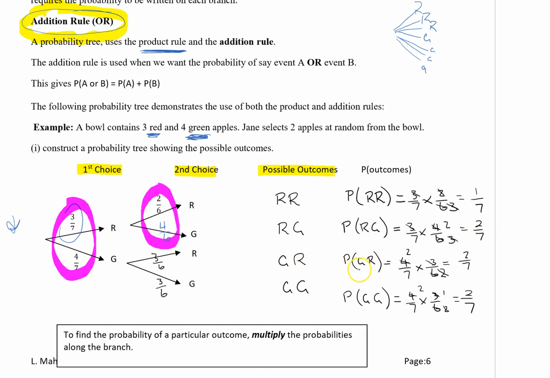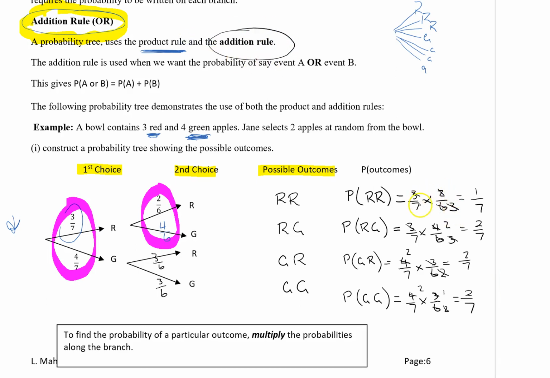Likewise, the probability of a green and a red is along the green branch is 4 in 7. Along the red branch is your 3 in 6 or 1 in 2. And cancelling down, you get 2 in 7. Finally, the probability of a green followed by a green is your 4 in 7 times a half, which is 2 in 7. You might be wondering where the addition rule comes in.